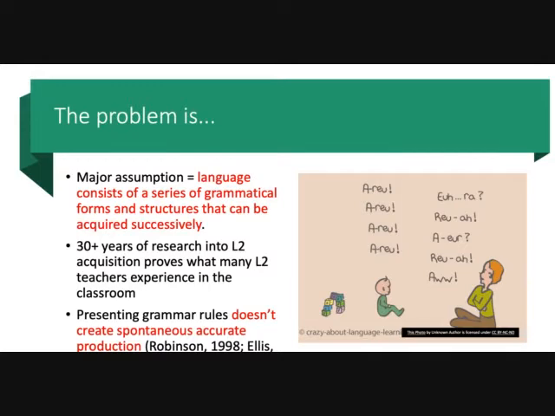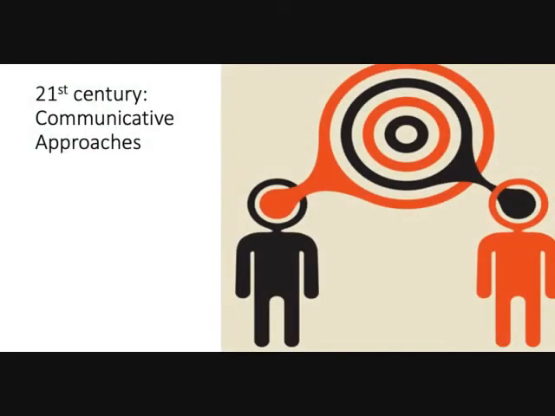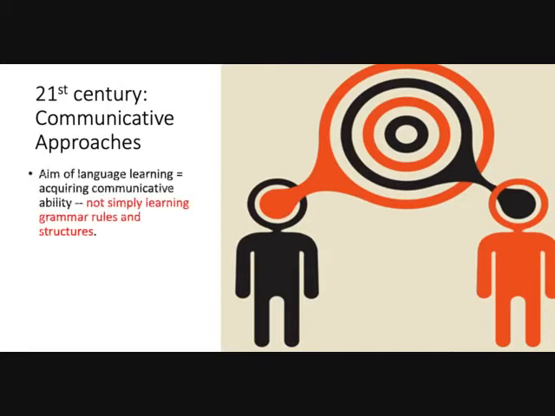So what's the issue? Well, we're going to look at what we're going to call a 21st century approach. So the communicative approaches. So in the 21st century, the one we're in now, the aim of language learning is acquiring communicative ability. So this kind of avoids simply learning language through grammar rules and structures, but really focusing on being able to communicate a clear message to someone and being able to understand someone's message in return.